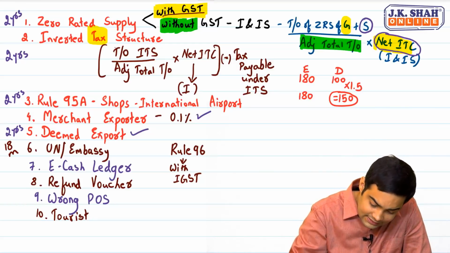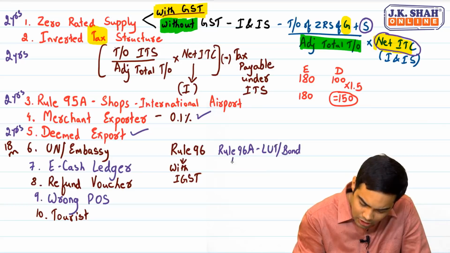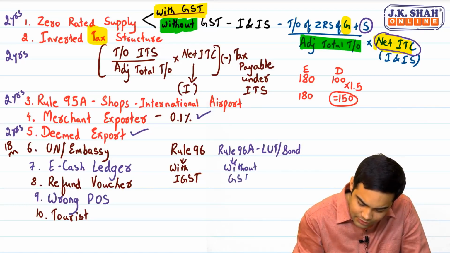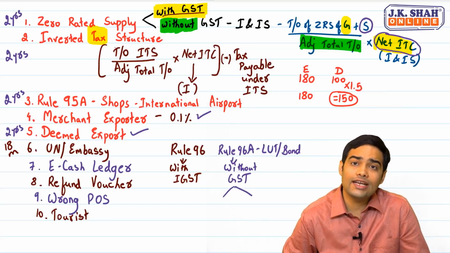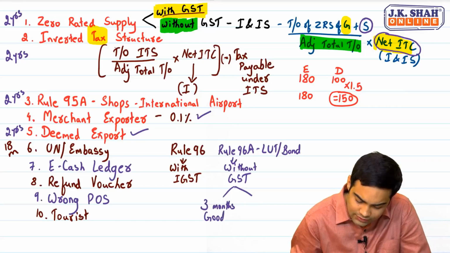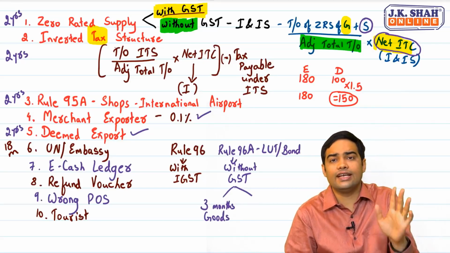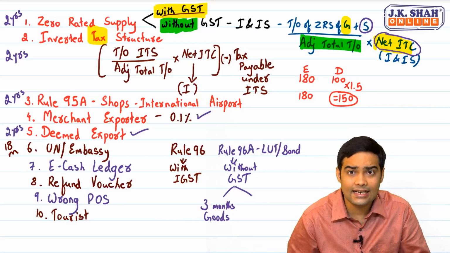Rule 96A deals with LUT or bond. That means we are talking about goods exported without payment of GST. Here you have to give a declaration. What declaration do you give? You give a declaration saying that I will export the goods within 3 months, and if I don't export the goods within 3 months, within the next 15 days, I will pay the tax amount. That's the declaration for goods.